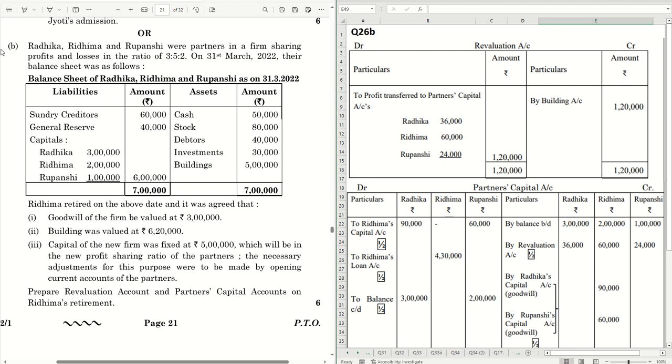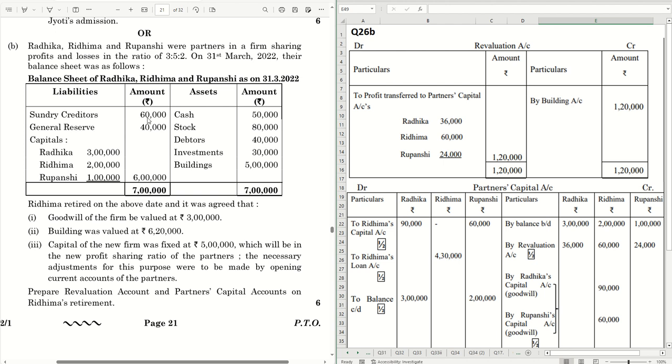Here we have question 26b, which is the OR question under question 26. There are three partners, Radhika, Ridhima, and Rupanshi, who are sharing profits and losses in the ratio 3:5:2. And on 31st March, their balance sheet is given. Ridhima is retiring, the second partner here, and the following conditions have been given. We are required to prepare the revaluation account and partner's capital account on the retirement. And here we have, as you can see, the capital of the new firm is given. So we have adjustment of capital to be taken into consideration. Let's do it one by one from the beginning.